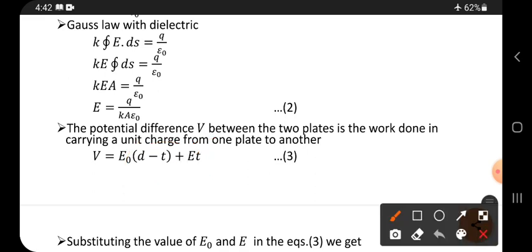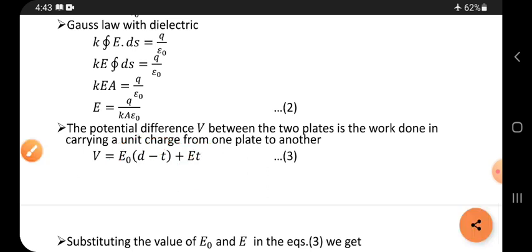So here the potential difference must be the product of electric field into its distance. D minus T indicates the distance without dielectric. Without dielectric means it is multiplied by the electric field without dielectric. E into T means E is the electric field in the dielectric. T means the thickness of the dielectric.